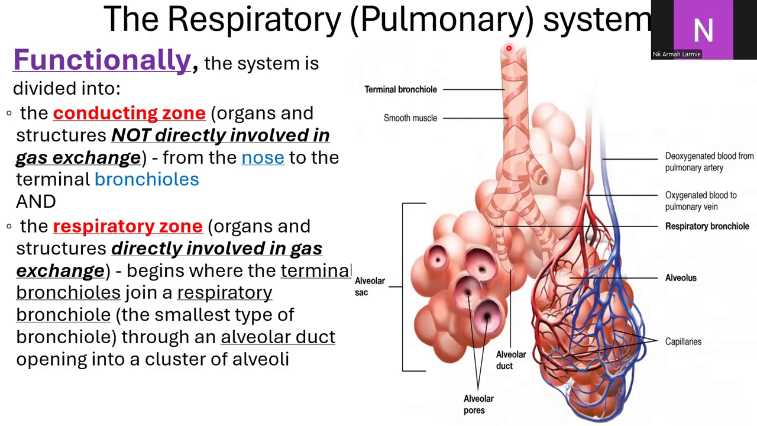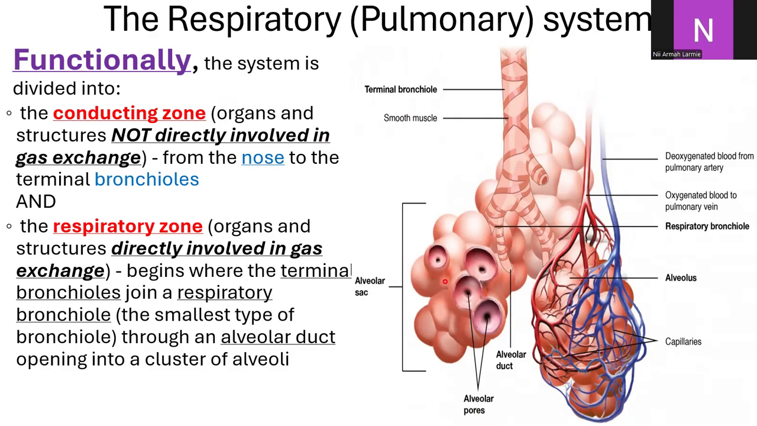So in other words, this includes your bronchia, beginning from the nose as you go through the bronchial, down all the way through the bronchioles, the smallest part of the bronchial, that forms the conducting zone. This zone is not involved with gas exchange. Gases pass through this, but there's no exchange of gases.